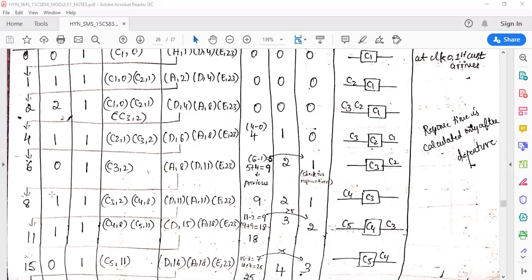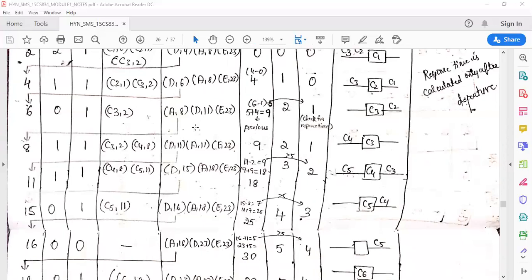Next, what we do: remove the imminent event from the list, advance the clock from T to T1. So I will remove A comma 8. Who has come? One more customer has come, the next customer, C4. What about the queue status? It is 1, and the server is busy. C3 comma 2 was there, so I will write C4 comma 8.